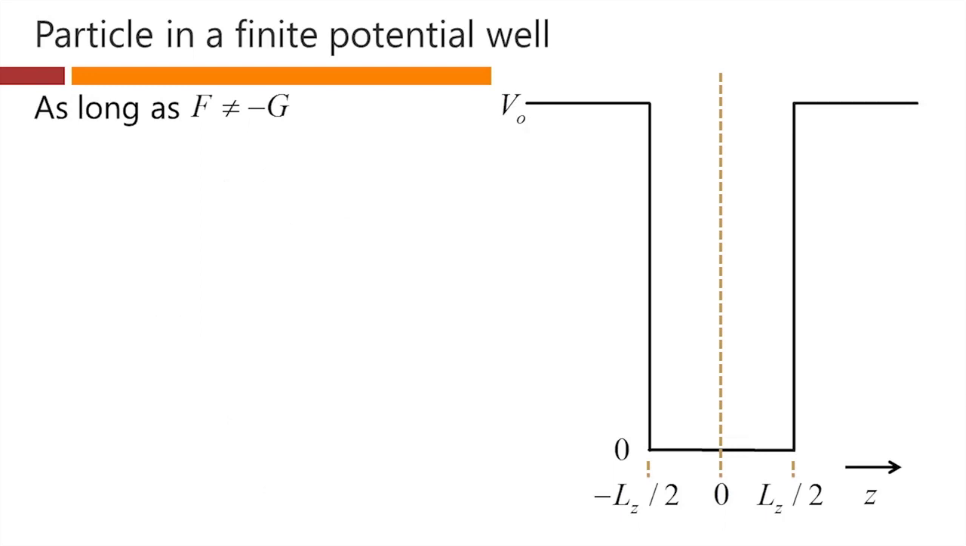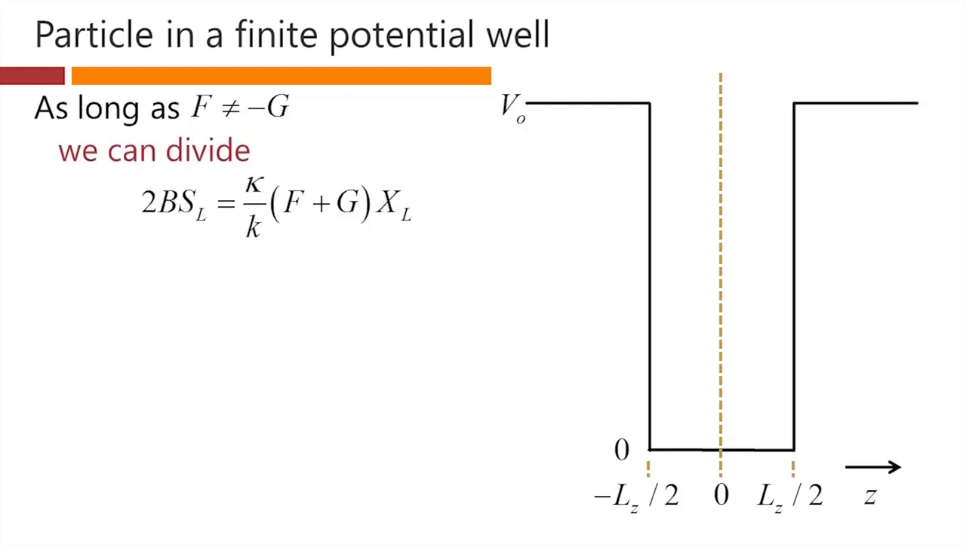Now, as long as f is not equal to minus g, so anything other than the condition f equals minus g, then we can divide one of these equations by another one of these equations. If f was equal to minus g, this would be 0, and we can't divide by 0. It doesn't give us a definite answer.